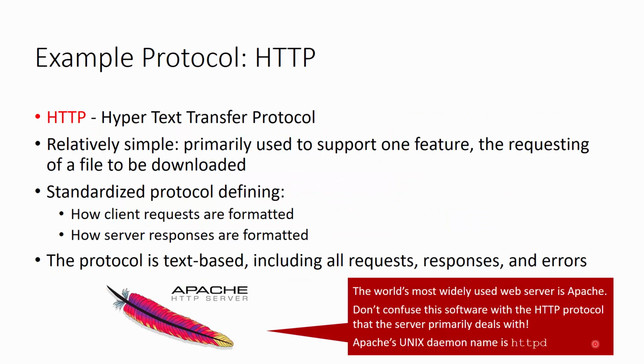For an example protocol, let's take a look at this. So a server exists to field requests that come in. Clients send those requests in. They communicate via a protocol. In this case, the HTTP protocol stands for Hypertext Transfer Protocol. It's very simple. All it does is it supports this one feature, which is getting the file that's requested. They'll give me a file, I want to download that file. It's very standardized. It tells us exactly how the client requests are going to come in, tells us exactly how the server is going to respond, and it's entirely text-based, which is really handy. All the requests, all the responses, all the errors, everything is text-based.